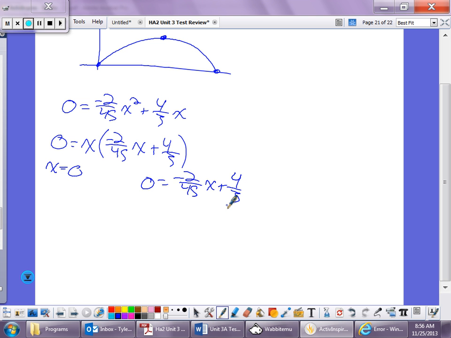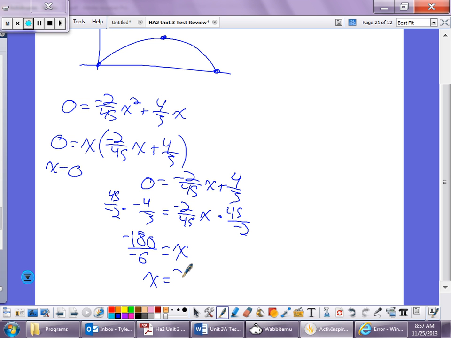So subtract 4/3, and then multiply by 45 over negative 2. All right, and I believe you get 180 over 6 equals x, so x equals 30. So that tells you how far the impala can jump, 30 feet.